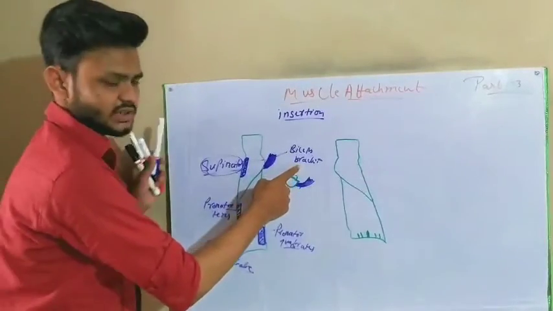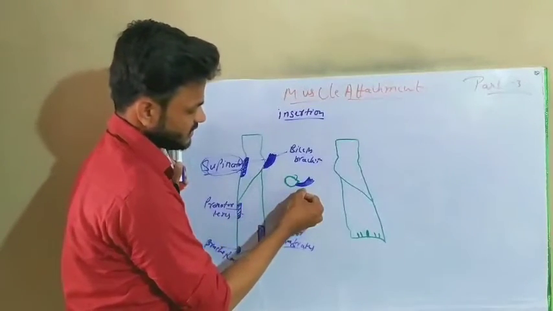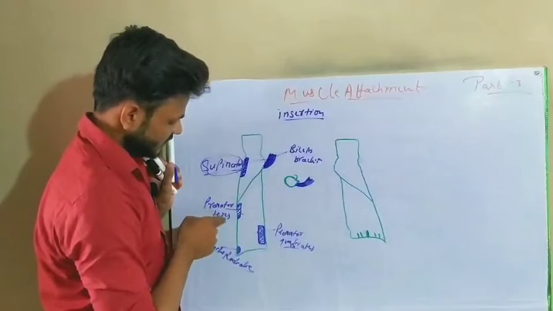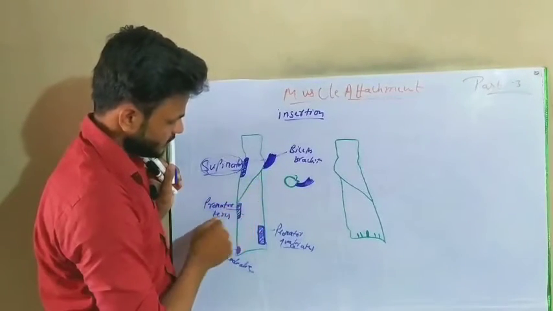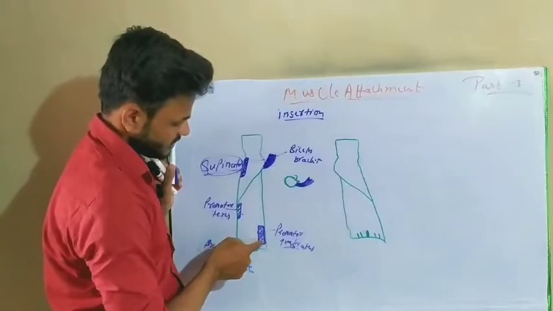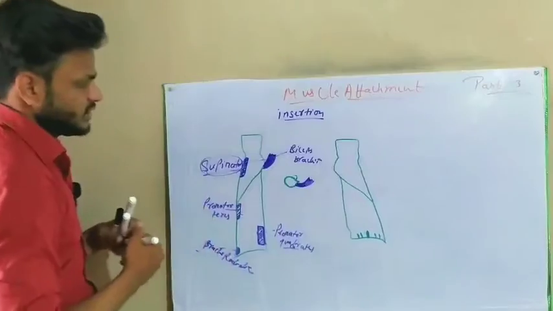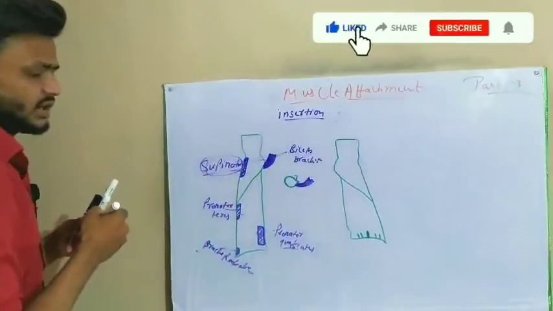The first muscle, inserted on the posterior rough part, is biceps brachii. The second muscle is supinator, and the third muscle is pronator teres, which is inserted just below the anterior oblique line. The fourth muscle is pronator quadratus, and the fifth is brachioradialis. Five muscles are inserted on the radius.